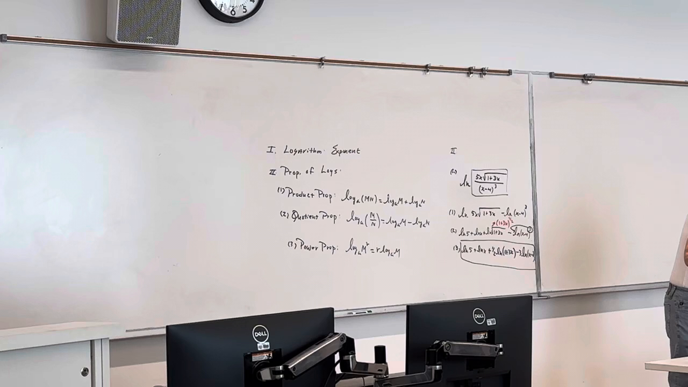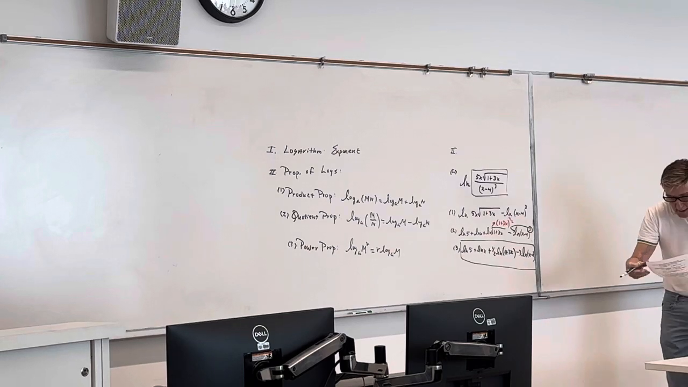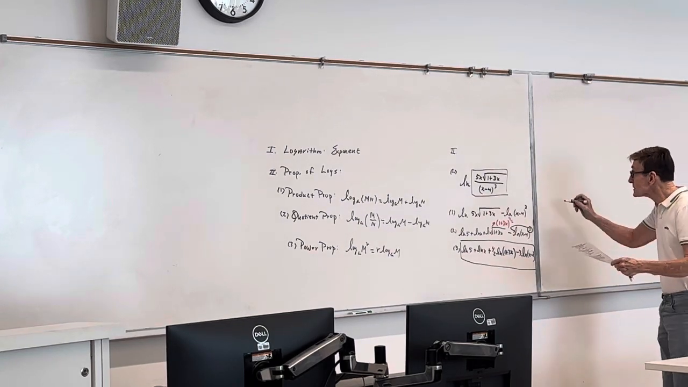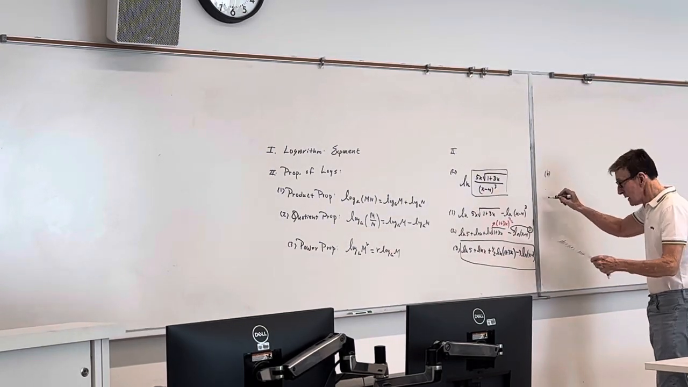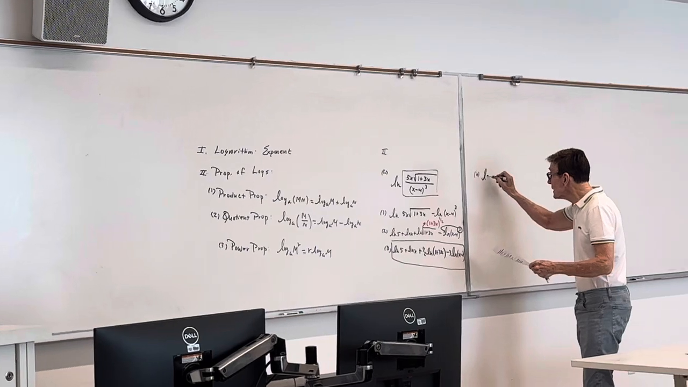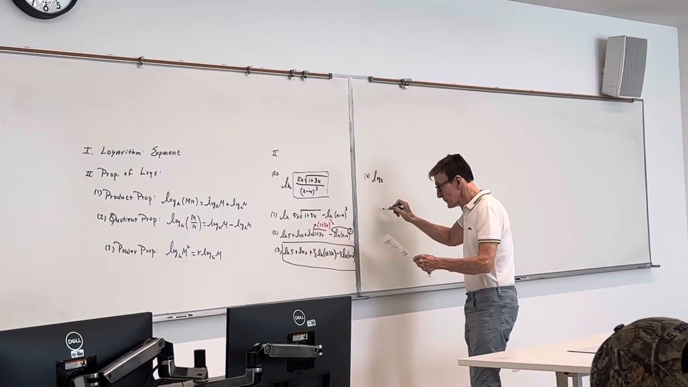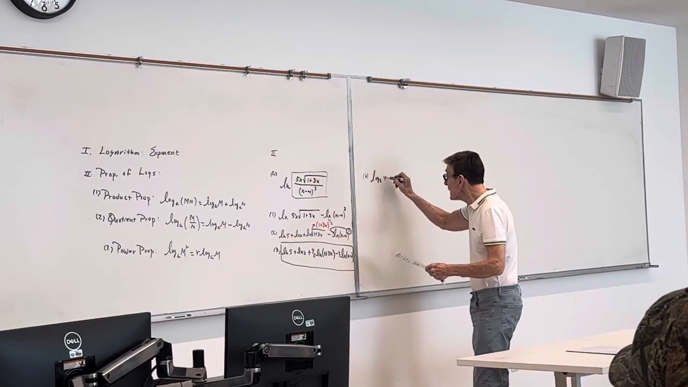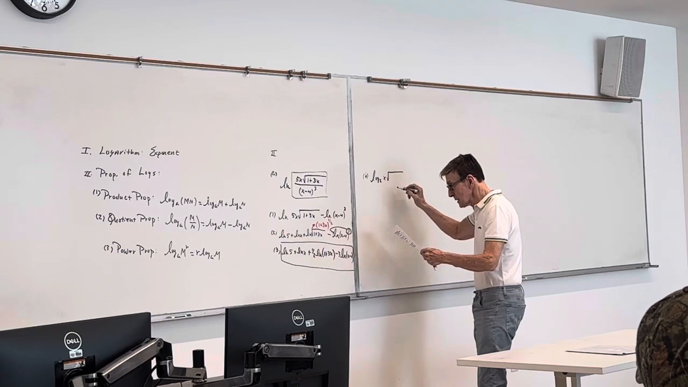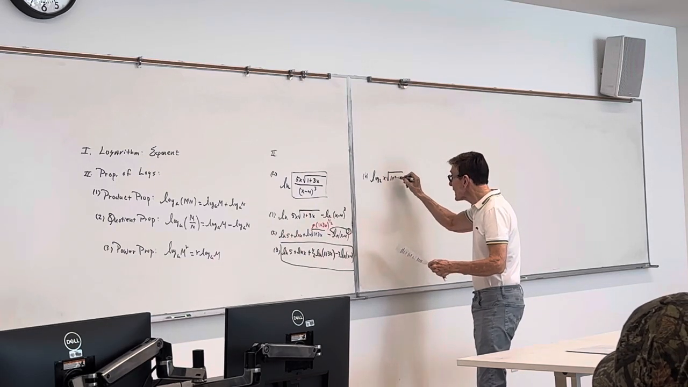Just applying the properties? Okay, let me do something else here. The next one looks like this on your handout. Simplify, call this part B. Log base 2 of this. x times the square root of 1 plus x squared.